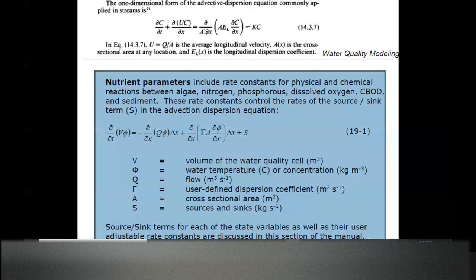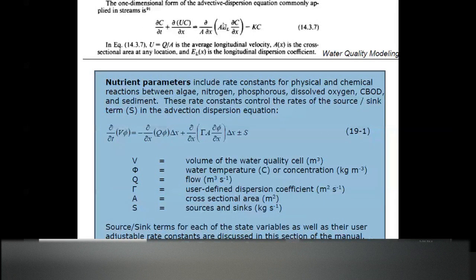As I told you, if I take the flow area on the left hand side, I will be getting A into delta C over delta T. Similarly, he is using V into phi over here. V is the volume of the water quality cell, so that is volume into phi. Phi is the concentration in kg per cubic meter. So kg per cubic meter into cubic meter becomes kg, which means it becomes load. So it is the change of the load with respect to time, which becomes the change of concentration with respect to time into the area. So that is handling the partial C over partial T into A term.